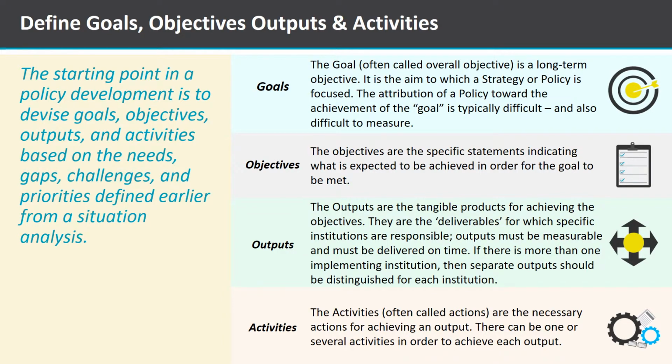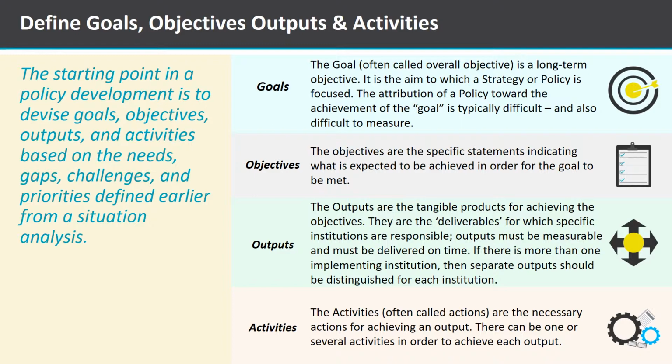The starting point in policy development is to devise goals, objectives, outputs, and activities based on the needs, gaps, challenges, and priorities defined earlier from a situation analysis. And we have referred to situation analysis in Module 2. To further clarify these terms, a goal is often called an overall objective, but it is a long-term objective. It is the aim to which a strategy or policy is focused. The attribution or the linking of a policy towards the achievement of a goal is typically difficult and also difficult to measure.